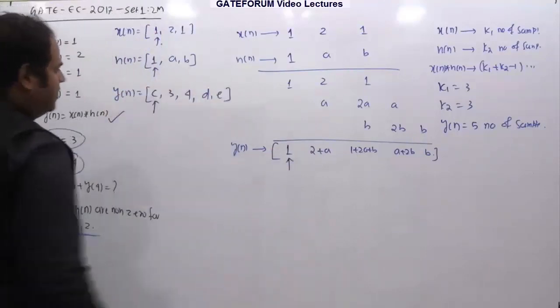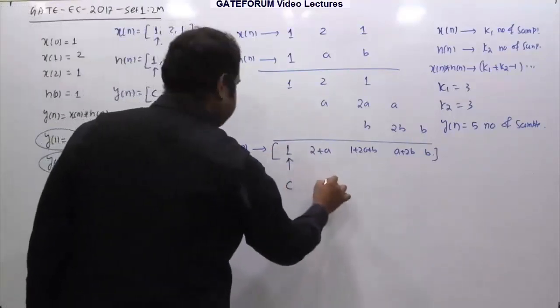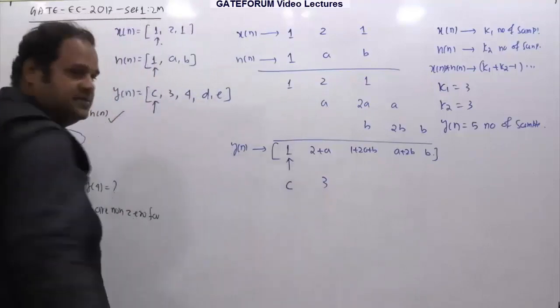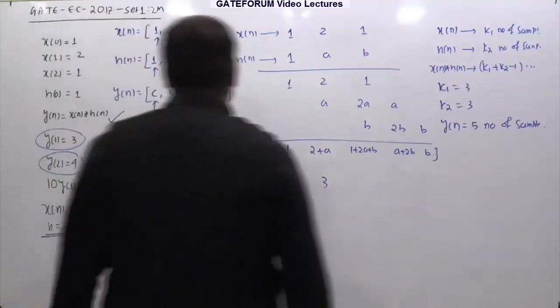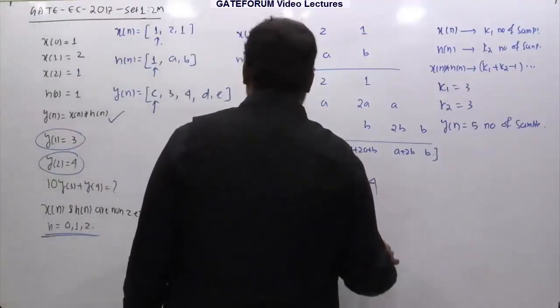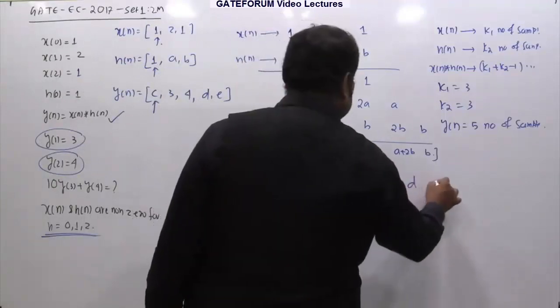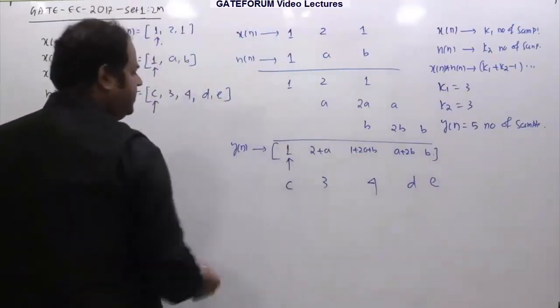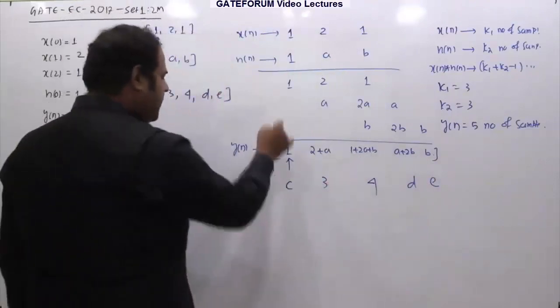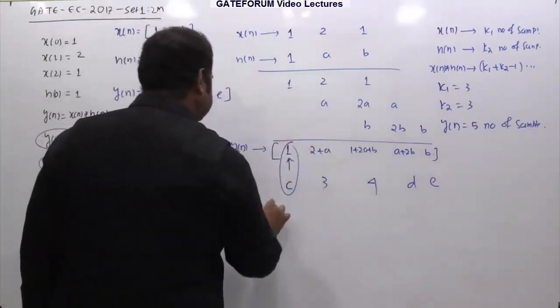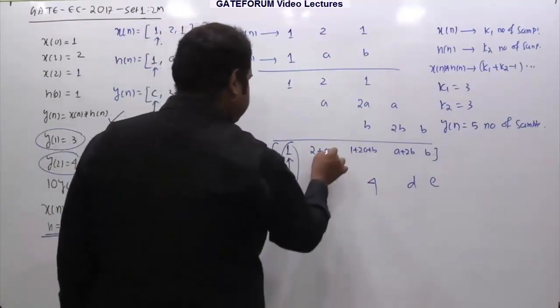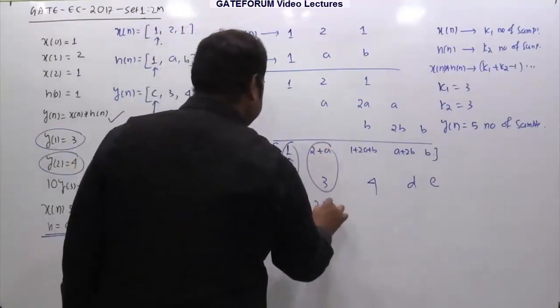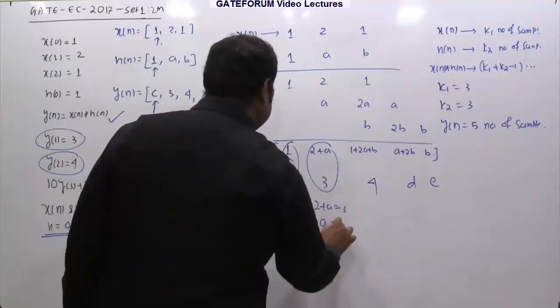And y of n I have written like this: y of n is C, then 3, because the 0th sample I have taken as C. The next sample y of 1 was 3, y of 2 is 4, y of 3 is D, and y of 4 is E. So C, 3, 4, D, E. By comparison, I can directly tell that C is equal to 1. Then I have these equations: 2 plus a equals 3, so a equals 1.